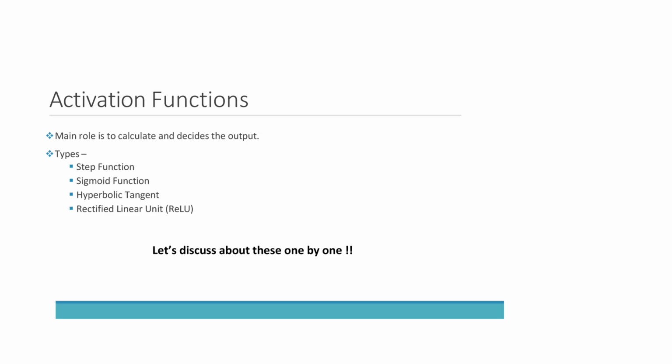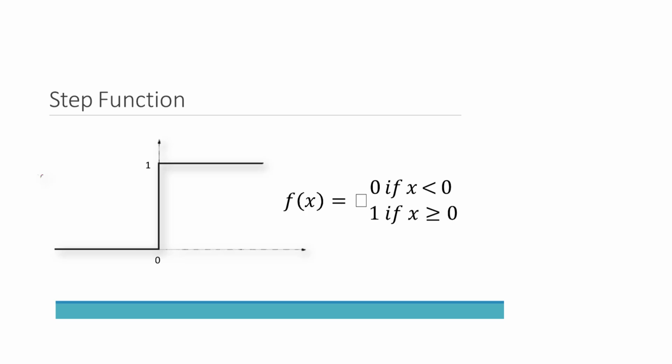Activation functions are primarily used to calculate and decide the output of a neuron. Types include step, sigmoid, hyperbolic tangent, and rectified linear unit, or ReLU. The step function, a simple activation function, outputs 0 if x is less than 0, and 1 if x is greater than or equal to 0.